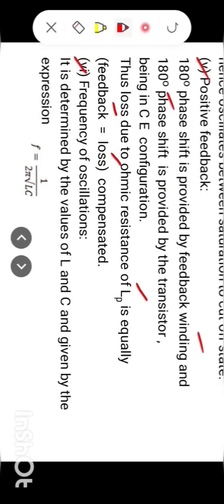Sixth, frequency of oscillation. Frequency of oscillation is determined by the values of L and C and is given by the expression f equal to 1 by 2 pi root LC.